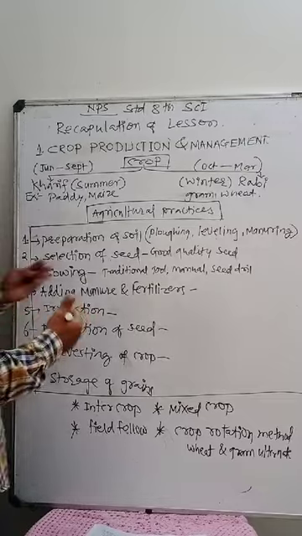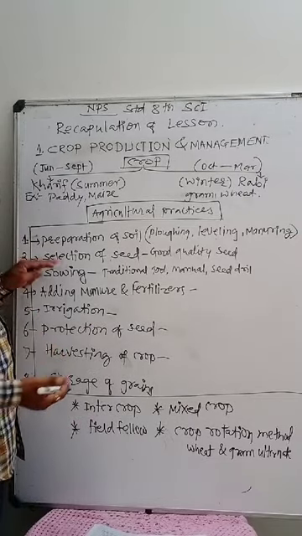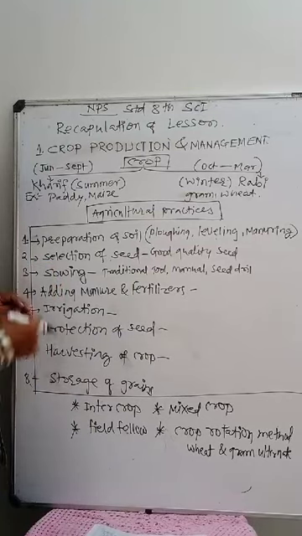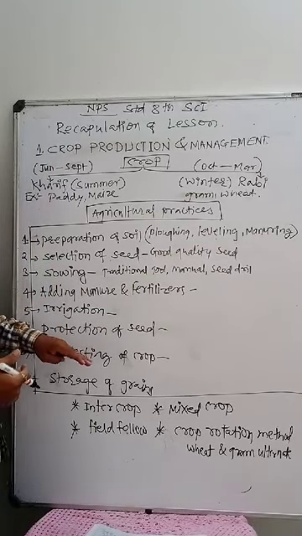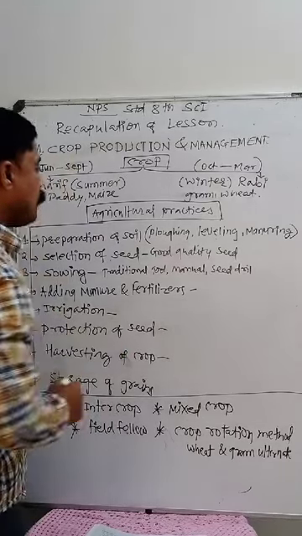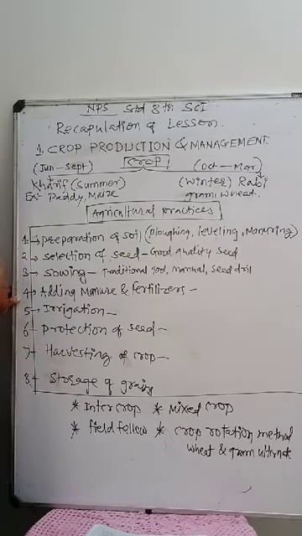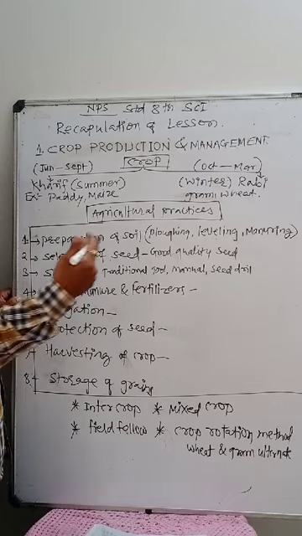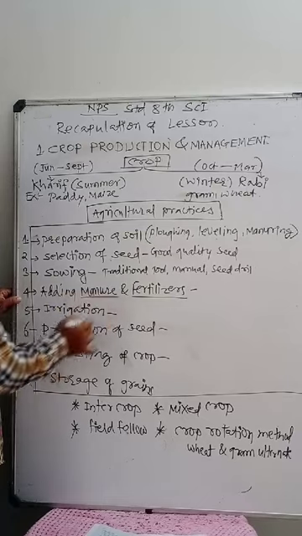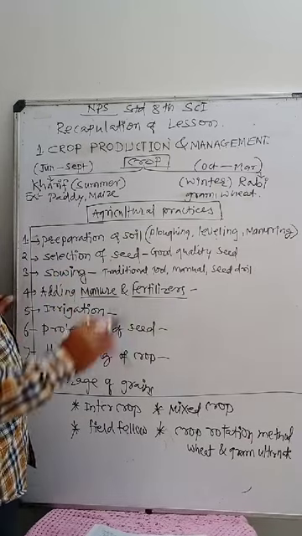Then selection of seed. The second one is selection of seed. Then sowing of seed. Traditional tools are there, we can also do it manually, or seed drills are available. Then the fourth one is addition of manure and fertilizers. Fertilizers are made of chemicals, manure is made of organic material.